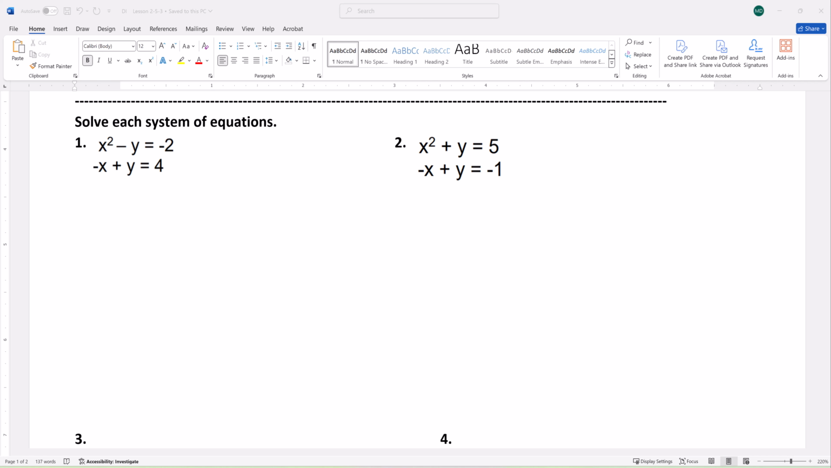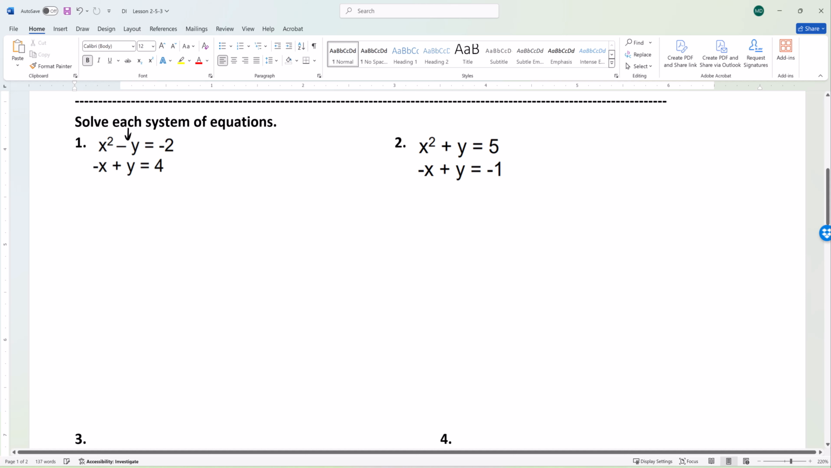All right, system of nonlinear equations. Now, the two rules still apply. It just means that when you combine your equations together, you're going to have a different type of equation to go ahead and complete. So, for example, my y's are opposites of each other. That means I can add these together to create a new equation.